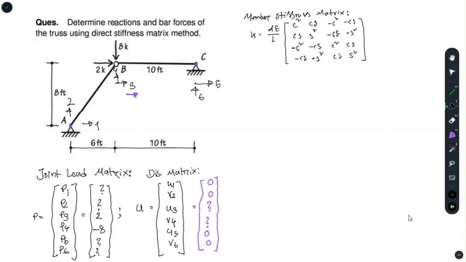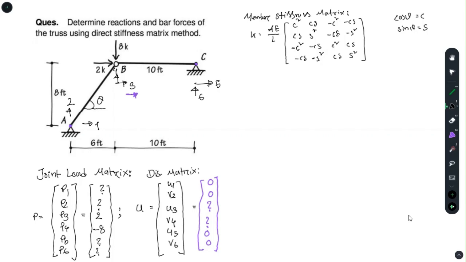Well, now the thing is, what is C, what is S? So let's look at frame AB. It has a slope. Let's call that theta. If you take cosine theta, we call that C. If you take sine theta for member AB, we call that S. If you take the square of that cosine theta or sine theta, we call that C squared, S squared. So these are the things. And L is the length of your member.